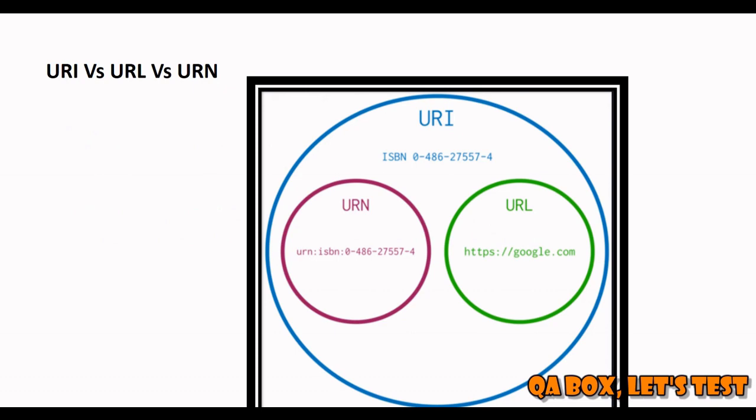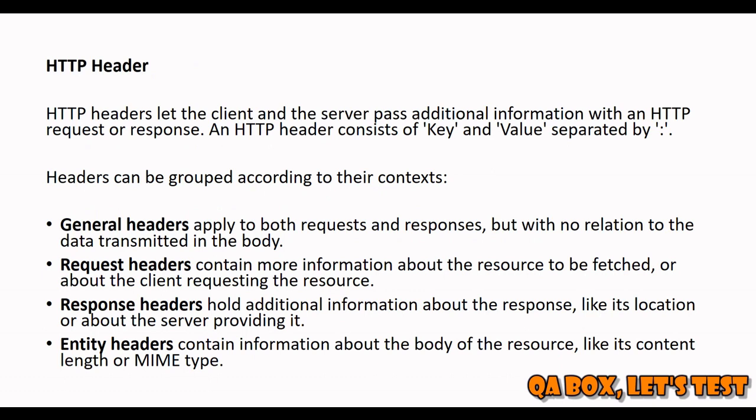All right, so then the next thing is headers, right? When we sent the request, we saw there were some headers like general, request, response, right? So what is basically a header? HTTP headers let the client and server pass additional information with an HTTP request or response. An HTTP header consists of a key and value separated by a colon. Okay, so it's metadata about your request and response.